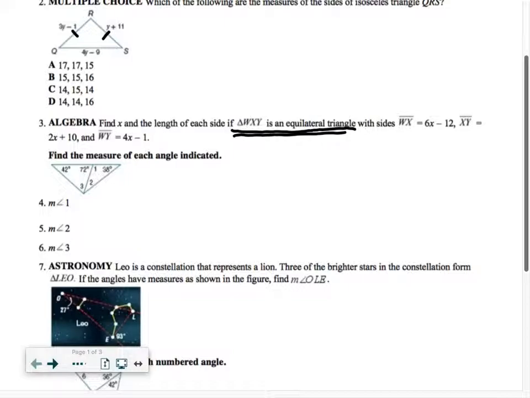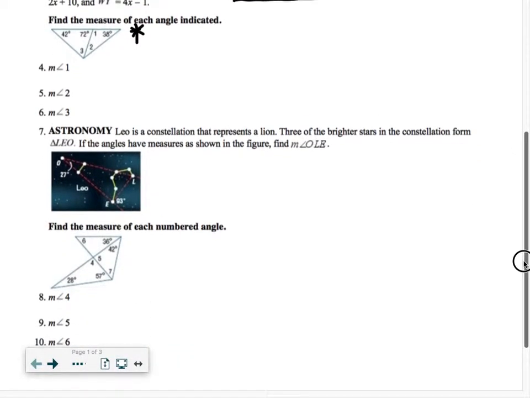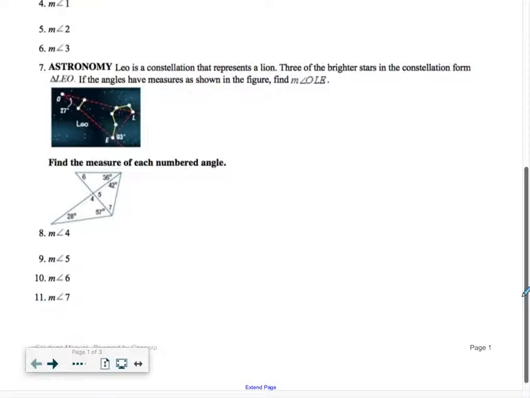Problem 4, you're using this figure here, 4, 5, and 6, trying to find some angle measures. So that's a 4-2 type problem. Number 7, 3 of the brighter stars in the constellation form triangle LEO. So if you're connecting points L here, point E and point O, let me use a different color so it kind of shows up a little bit better. So again, L, E, and O. So you're looking at this triangle. Okay, if the angle measures have measures as shown in figure, find the measure of angle OLE. So you guys can take a look there at that problem.